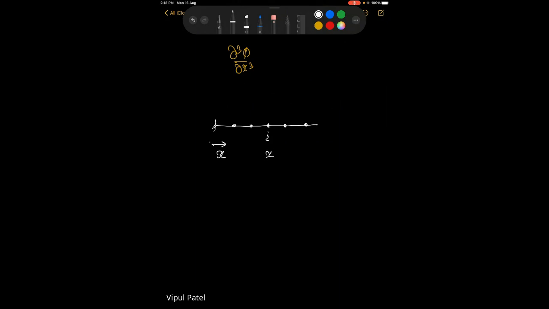So the subsequent node on the right hand side is obviously I plus 1, and then you can also have I plus 2, right? And on the left hand side you have I minus 1, I minus 2.